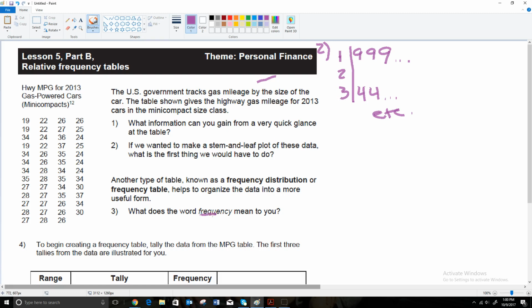So frequency basically just means how often. If somebody says, how frequent do you go to the grocery store? You might say, I go to the grocery store once a week. I go to the grocery store every other day. It means how often. So in this case, it's how often it occurs.